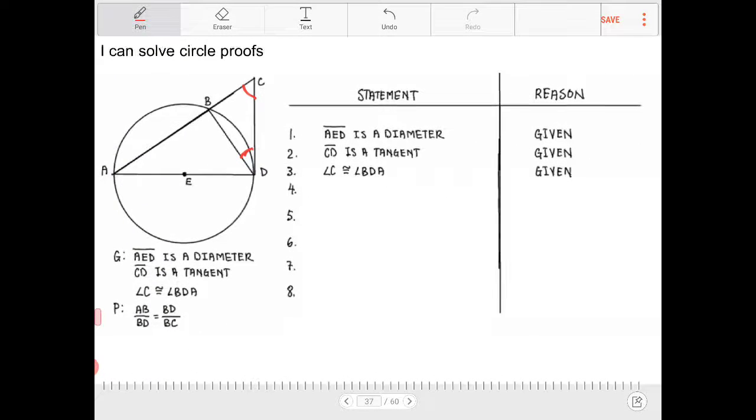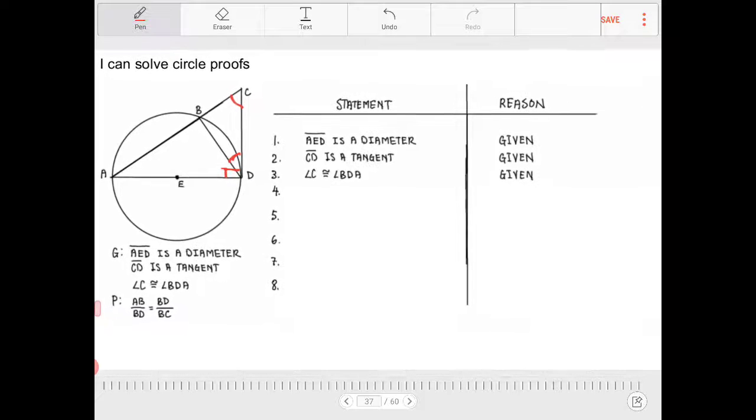Okay. And this is going to be tangent. So if that's tangent, then that means that's going to be a right angle. Okay? Because it says CD is a tangent and AD is the diameter. Okay. So now that we have this, and we're trying to show AB divided by BD is equal to BD divided by BC, a little bit of strategy needs to be in place here.